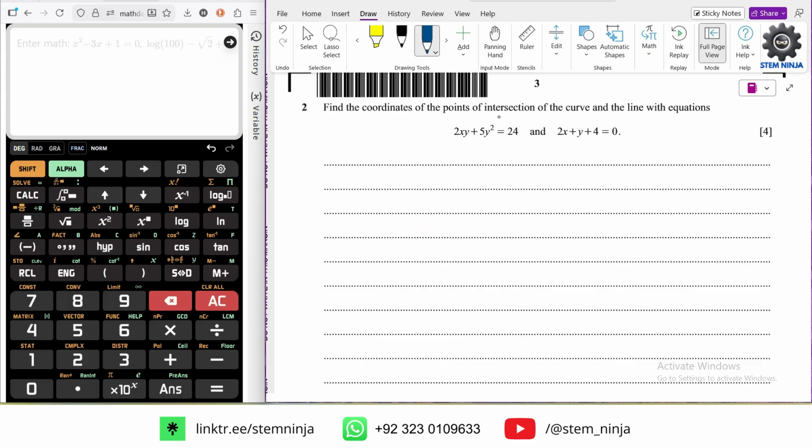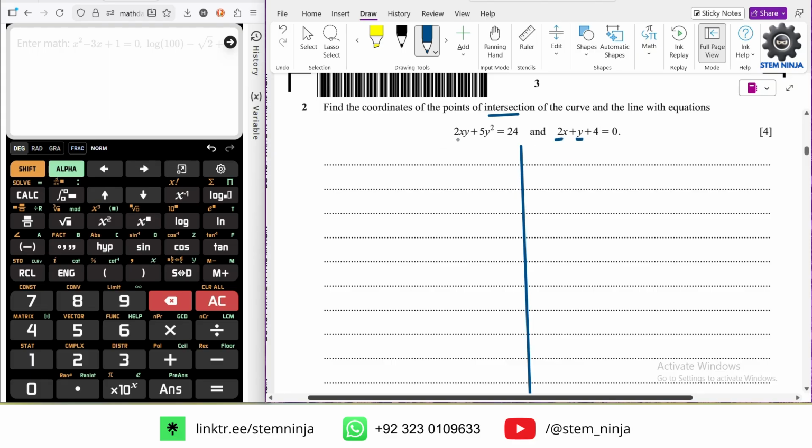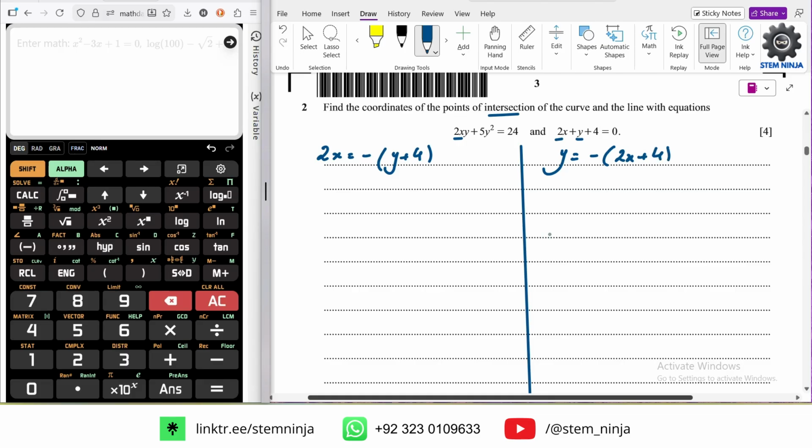Question number 2. Find the coordinates of the points of intersection of the curve and the line with equations this. Okay, so two ways we can handle this. Either we can substitute out x or y. In fact, you could even do 2x also. So for example, if you do 2x, you would have minus y plus 4, because when you take it to the other side. And if we do the y, you can have minus 2x plus 4, right? The entire thing, minus 2x minus 4 or minus y minus 4. Either way, whichever way suits us.